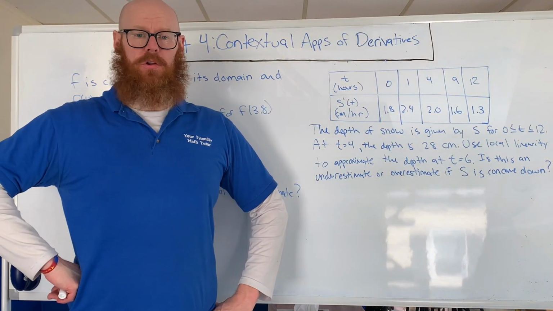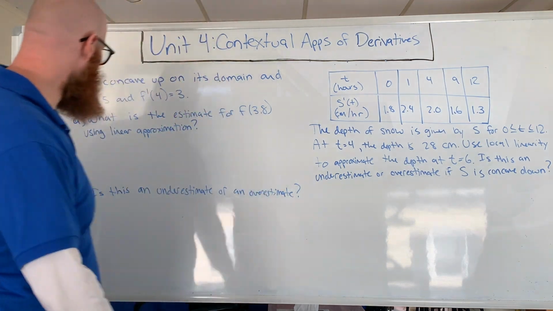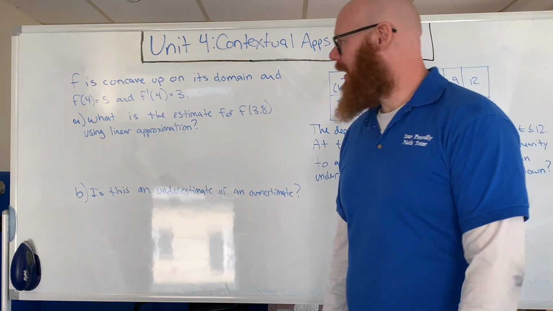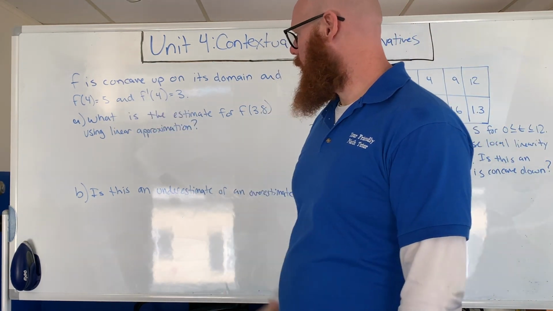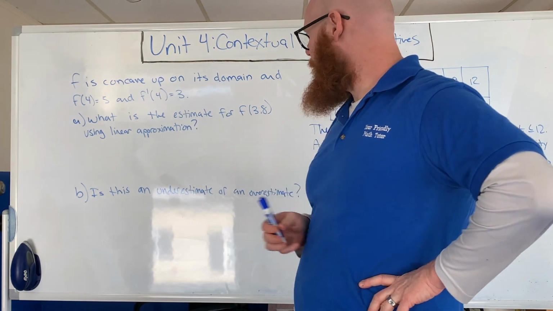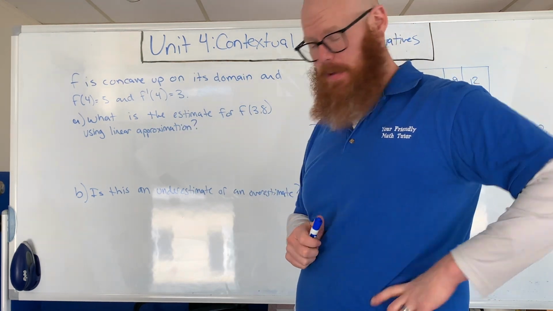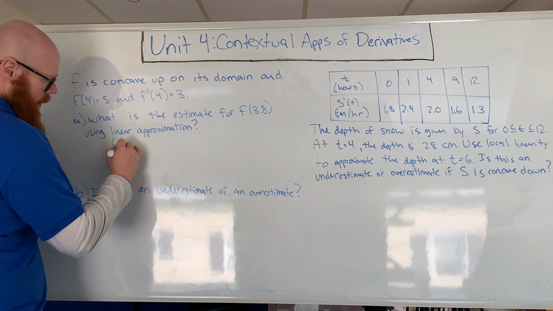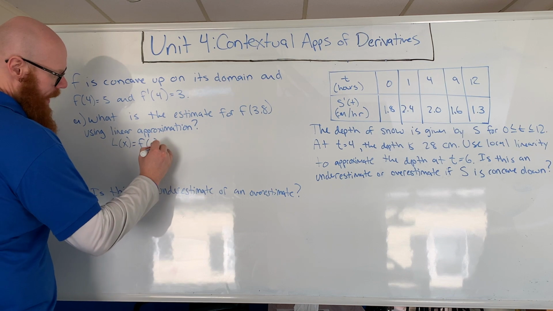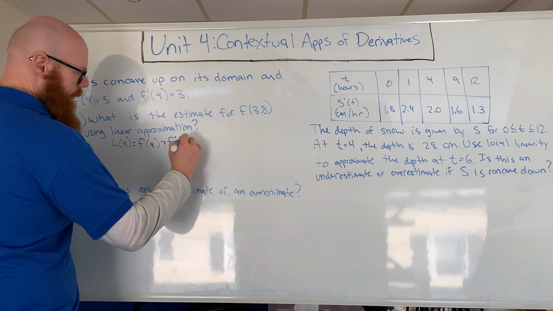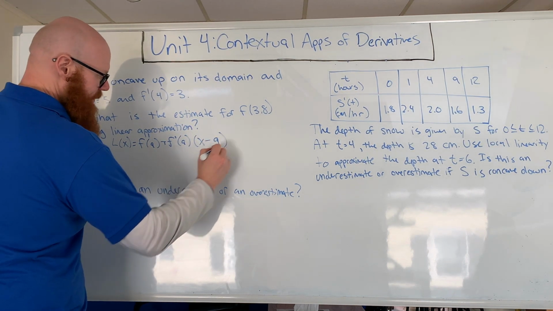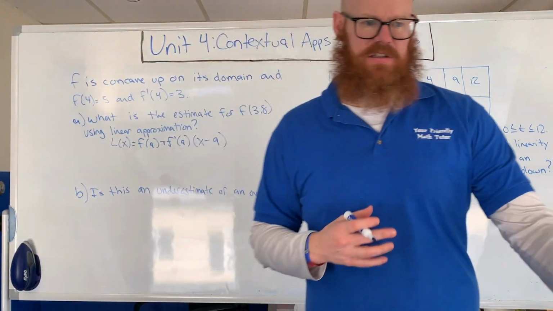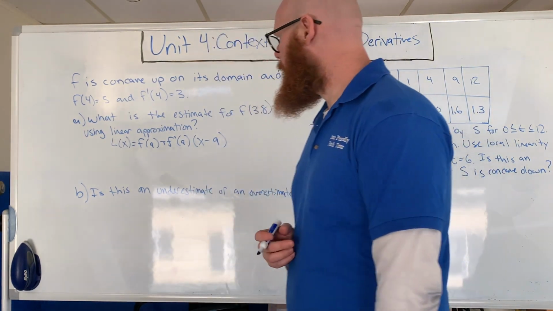All right, let's move on to some local linearity. So this first one, f is concave up on its domain. f of 4 equals 5, f prime of 4 equals 3. What is the estimate for f of 3.8 using linear approximation? So let's refresh the linear approximation formula. So L of x is f of a plus f prime of a times x minus a. All right, so that is something we went over in the last video.